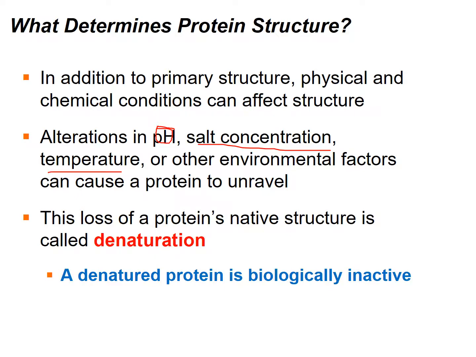Temperature, well, that's just cooking. You cook an egg, you denature it. It goes from clear, the white going clear, to opaque white. What you're seeing is the denaturation. The proteins literally are falling apart. They're unraveling. You're breaking the disulfide bonds.